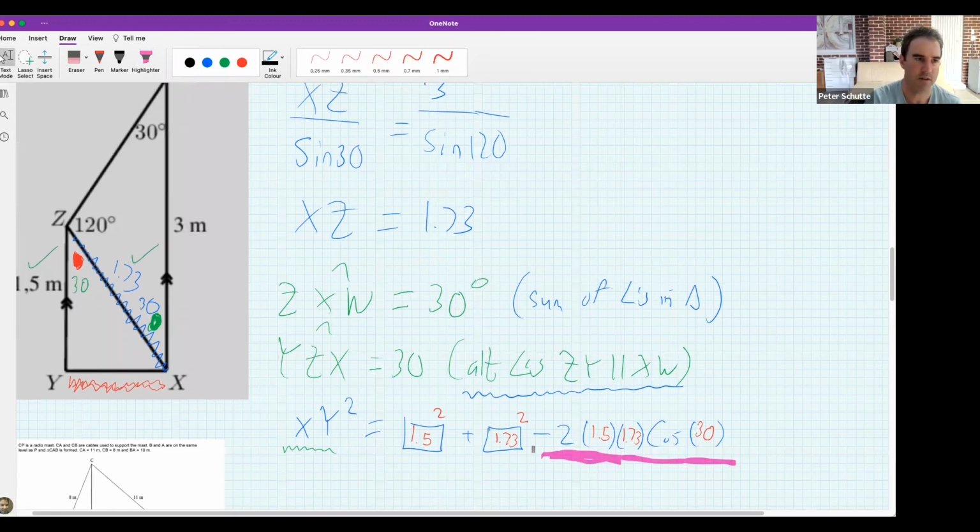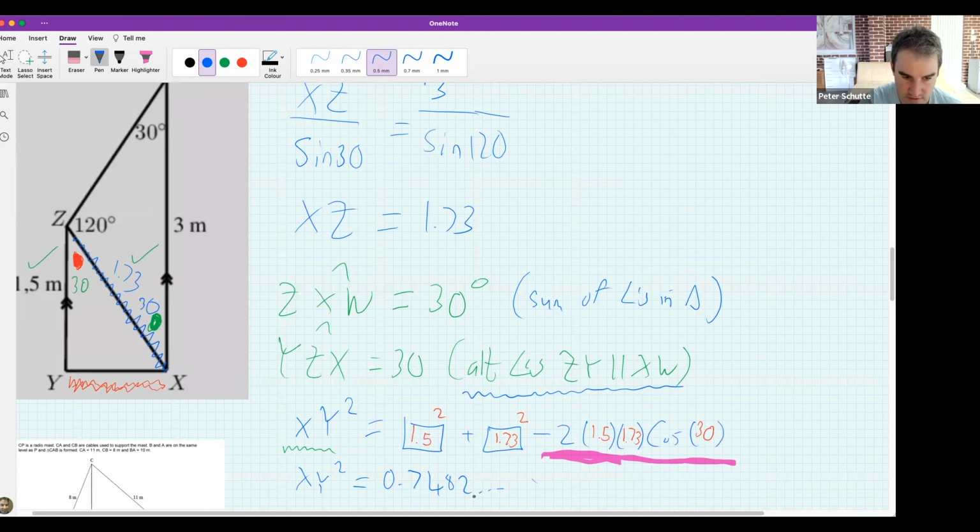So I see lots of answers coming through. Let me just work it out myself. So 1.5 squared, 2 times cos of 30. So this isn't the final answer, but xy squared would be 0.7482, and I'm going to use the answer key now.